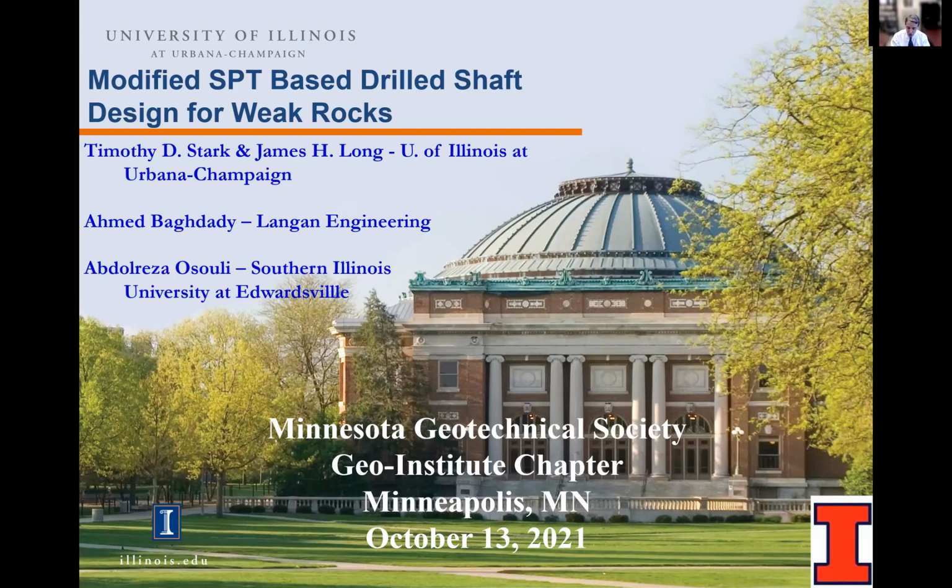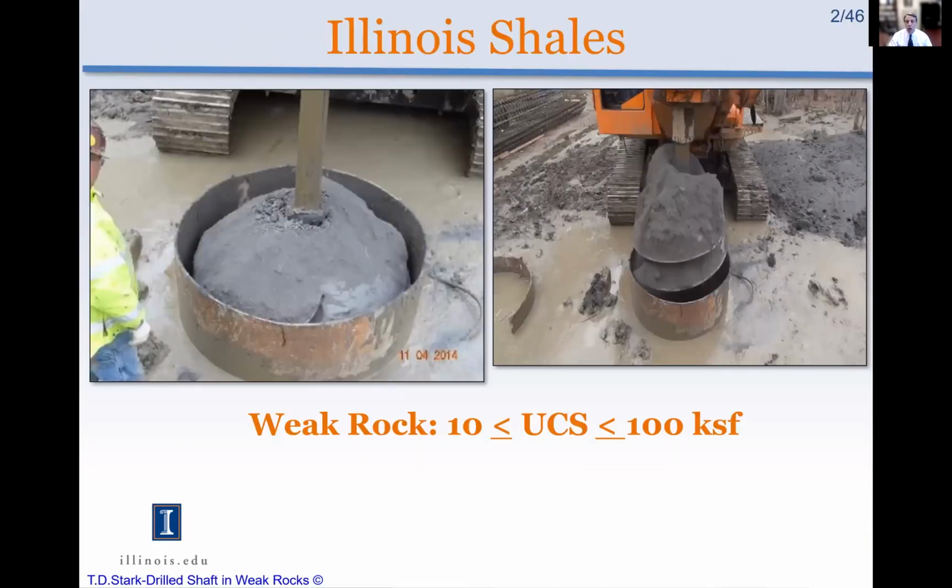And glad that Sean started a discussion about drilled shafts, because that's what I'd like to talk about today. And that's a modified standard penetration test for drilled shaft design in weak rock. I heard a comment that you made it down to glacial till, and depending on the strength of the glacial till, the MSPT or modified standard penetration test could be used for that as well. My co-authors, Jim Long, Ahmed Baghdadi, and Reza Osuli.